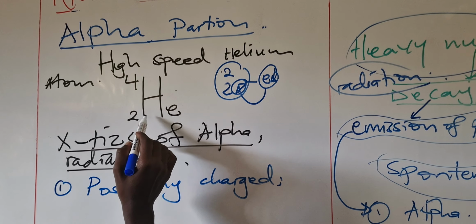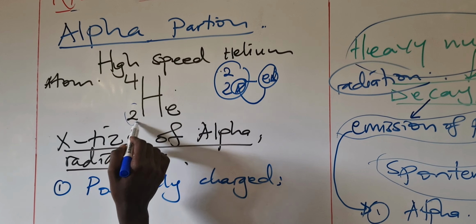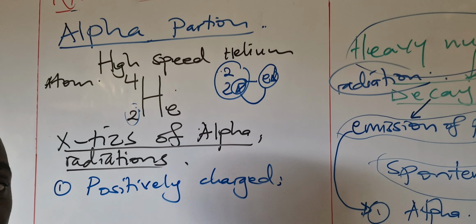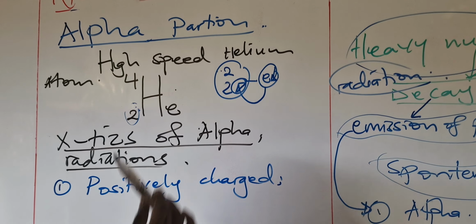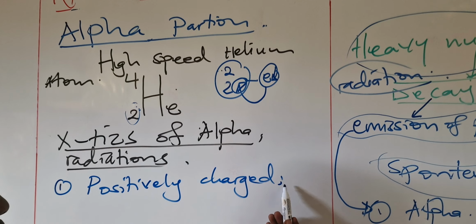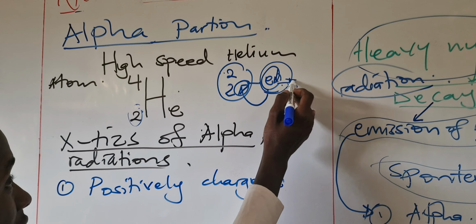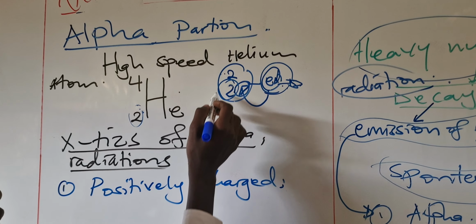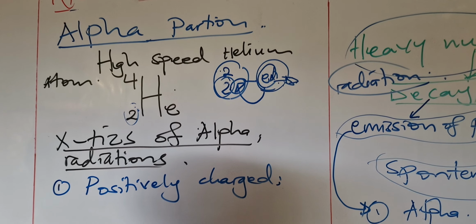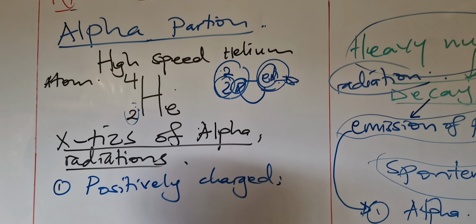That's why the 2 down here is only representing the number of protons. It does not have electrons. So that's why it is positive. It lacks the negative charges on the electrons that would balance the 2 protons inside its nucleus.